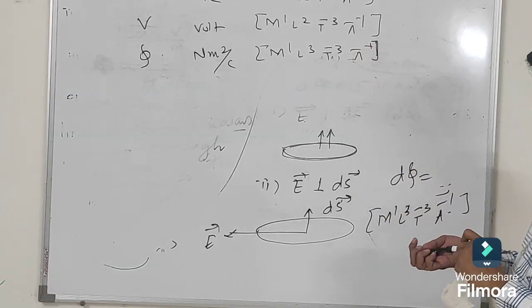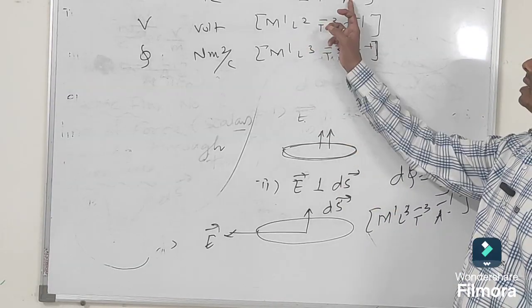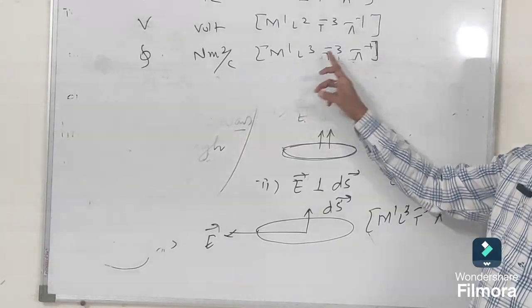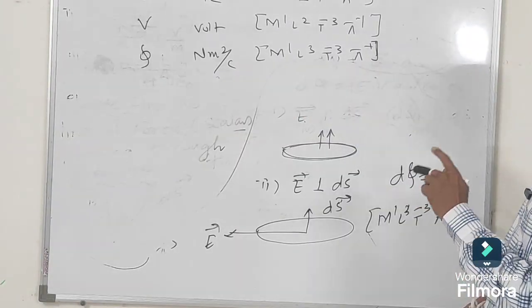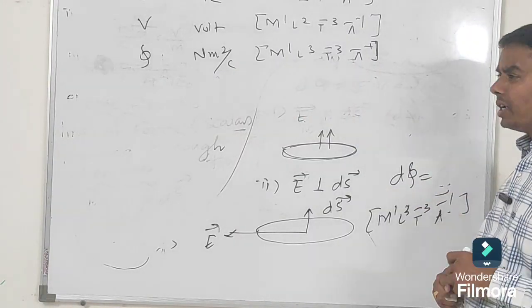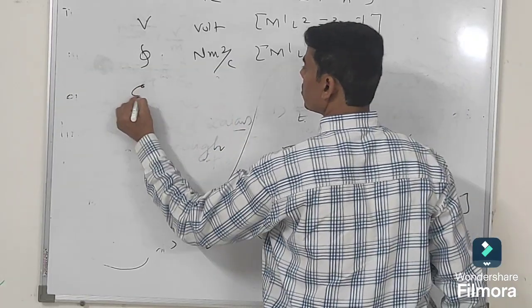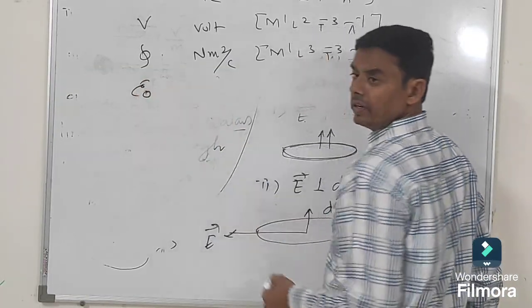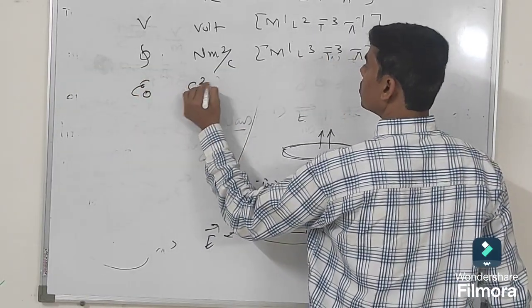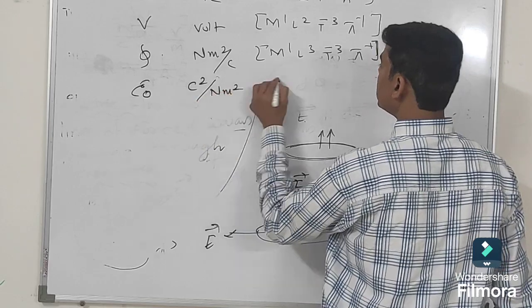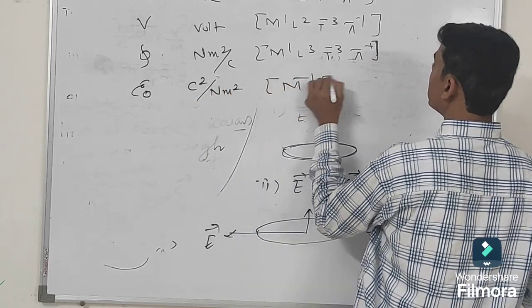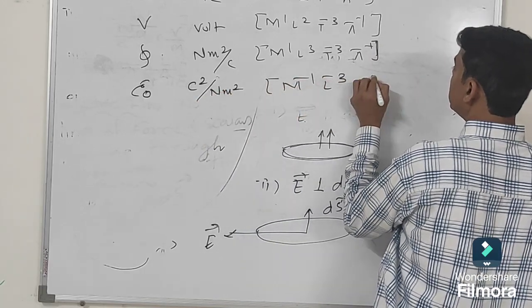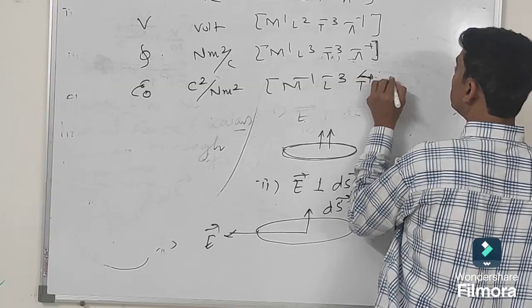So we can remember it this way too: 11 minus 31, 12 minus 31, 13 minus 31. This is electric flux, electric intensity, electric potential. And one more important quantity is electric permittivity of free space. Its SI unit is coulomb square per Newton meter square and its dimensions are M-1, L-3, T4 and A2.